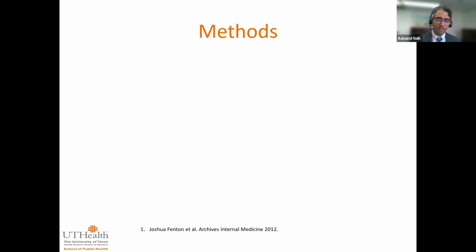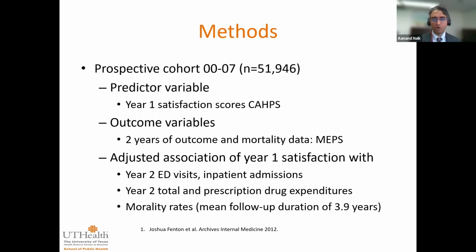So Fenton et al. looked at this, and they did a prospective study across 7-8 years, 50,000-plus patients. And the predictor variable was this global satisfaction measure. And the outcome variable was various outcomes within MEPS, especially healthcare utilization, costs, and mortality data. And what they tried to do is look at year 2 ED visits, inpatient admissions, and mortality from year 2 to year 5, also year 2 total and prescription cost expenditures, and they looked at year 1 ratings of satisfaction. So it's a somewhat prospective-looking cross-sectional database.